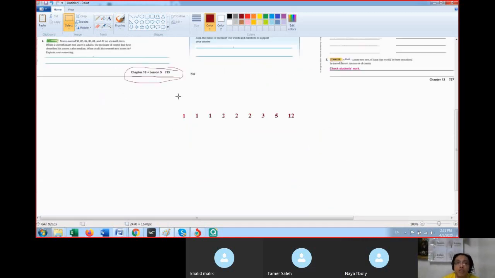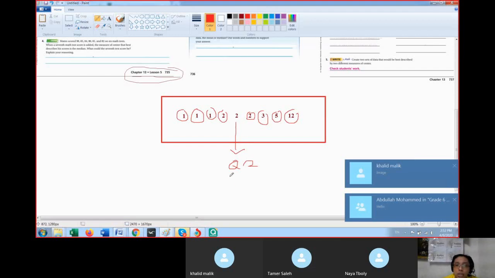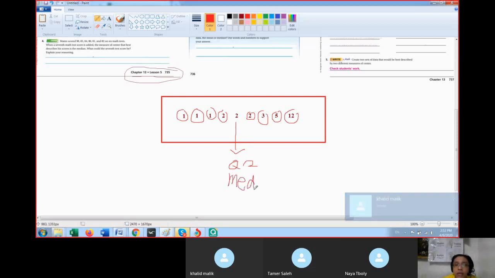Now look at this one. If you have arranged the numbers like this, what I would like you to do is count from outside going inside, okay? I would like you to count or circle the numbers. 1, 1, 2, 2, 3, 3, 4, 4. This one would be your quartile 2, or the median. Okay? The median.